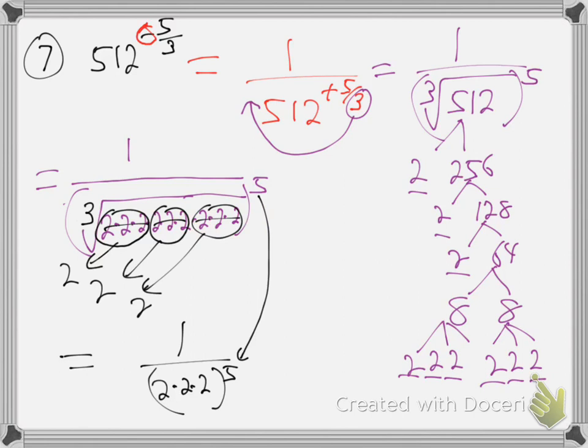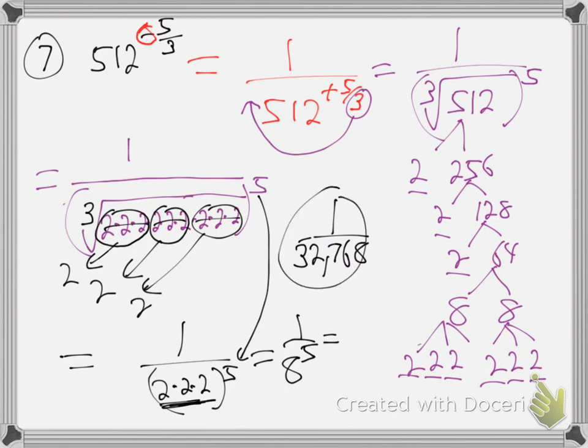The 5 is still there, but the root is gone now. The root is gone because everything came out of the root. So this is 1 over 8, right? 2 times 2 is 4 times 2 is 8. 8 to the 5th. So just use your calculator. 8 to the 5th power. It's really, really big. I don't know what it is. Let me see. 8 to the 5th power. 32768. There it is. Gigantic number.